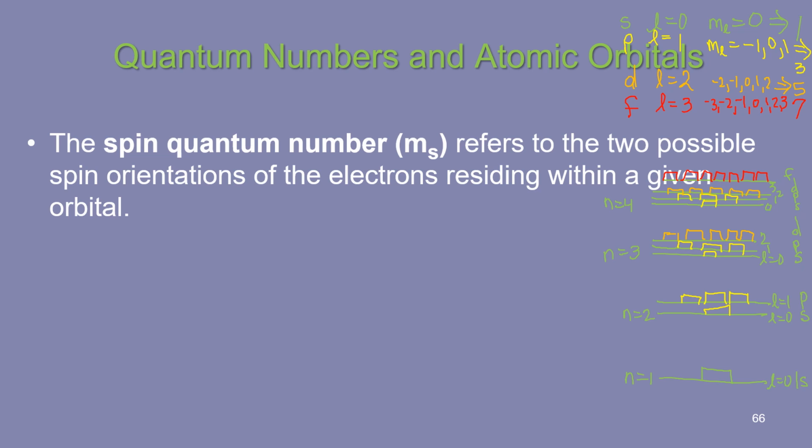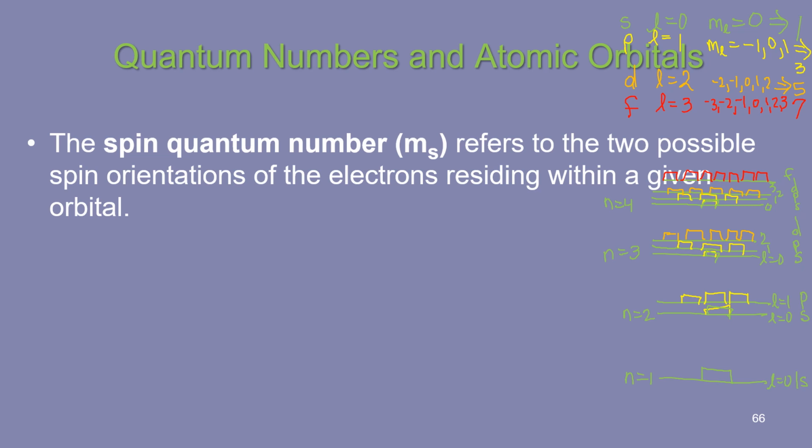So let's go back to the green. This one's green. That one's green. I guess it doesn't really matter. But this is how it's going. So N tells us what shell we're in. L tells us which subshell we're in, S, P, D, F.